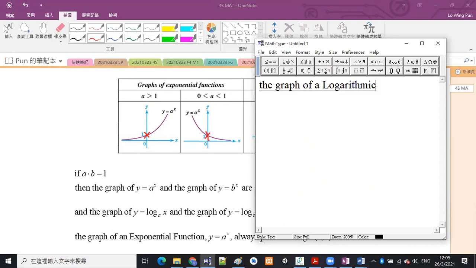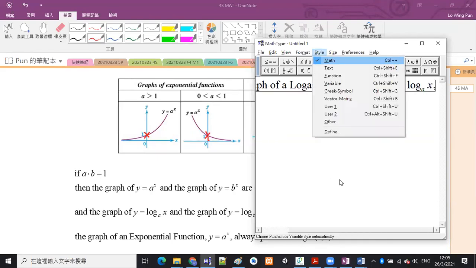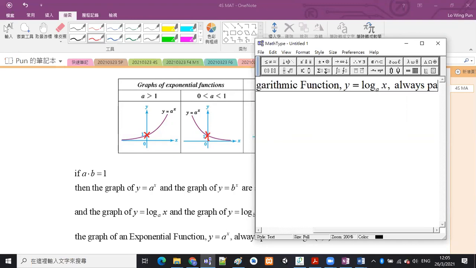The graph of a logarithmic function, that is y equals log x base a, always passes through the point 1, 0.